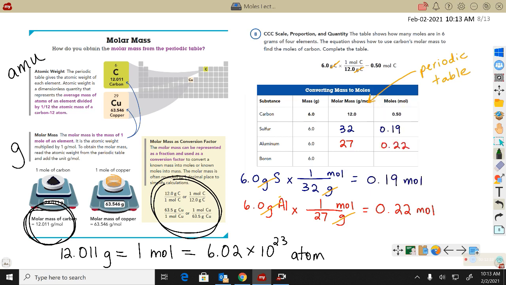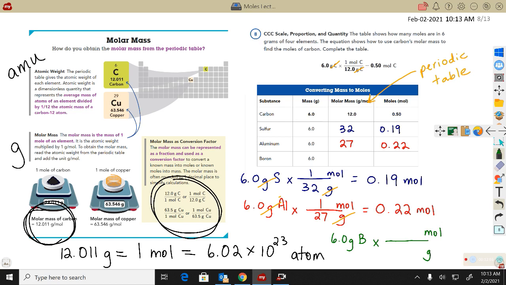Let's try the last one. Oh, let's see, I think I can kind of squeeze it in here. What if I had 6 moles, oopsies, grams, hello, 6 grams of boron. And I set up my little proportion. I do not want my answer to be in grams. We're looking for moles. The unit I want goes on top.